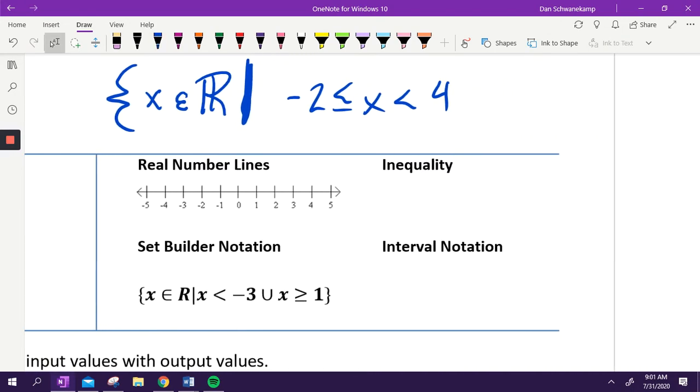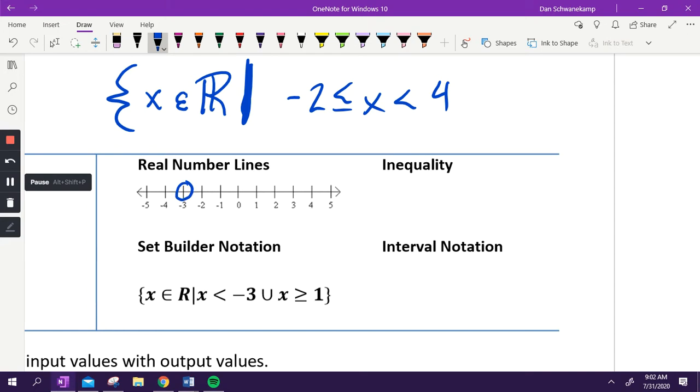Try that last one. I gave it to you in set builder notation. It's a little bit funkier. See what you can do with that one. Let's see what we got. So we're going to start off by doing our number line and seeing how that works. So, Carol, what did you do on your number line here? I had an open circle at negative 3.